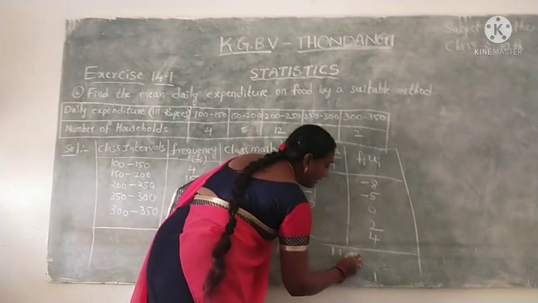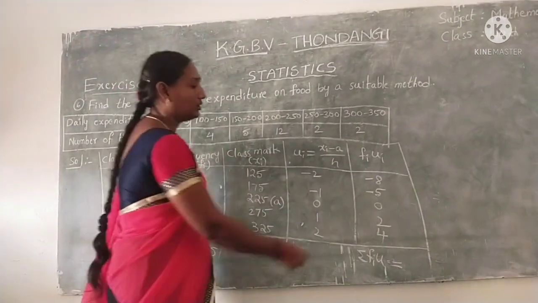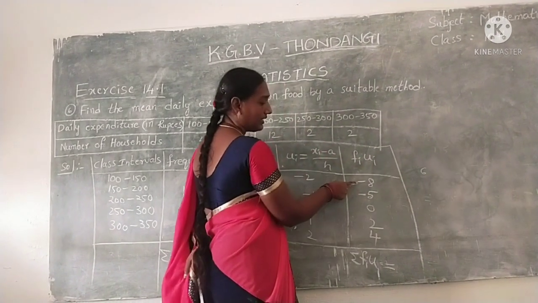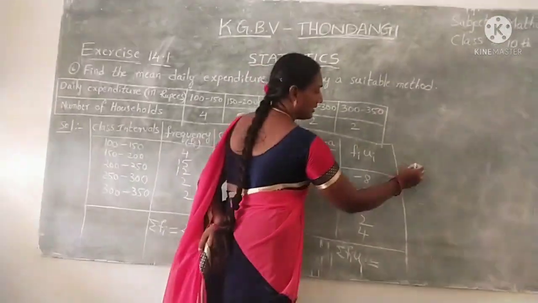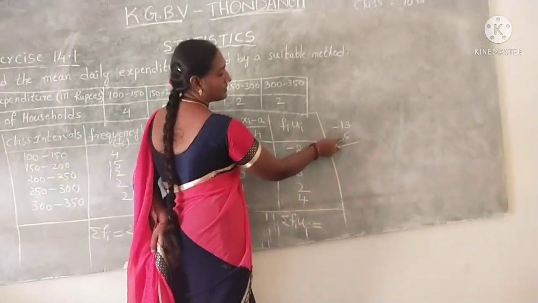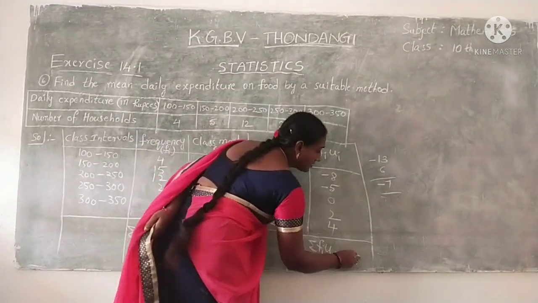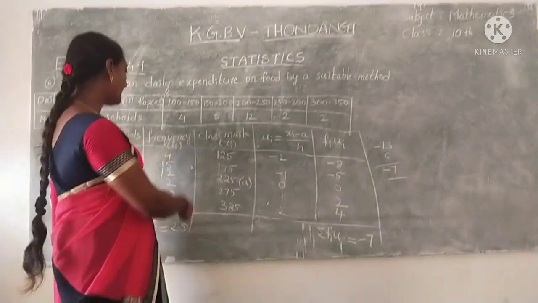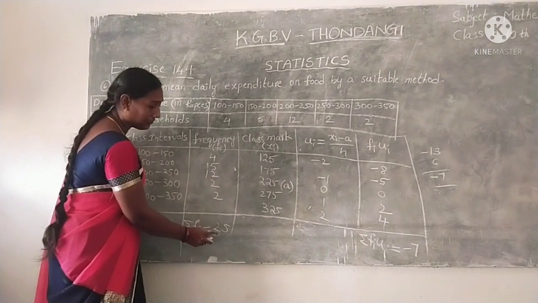Here sigma fi ui is equal to 4 plus 2. 4 plus 2 means 6. And these are two negative values, minus 8, minus 5. Minus 8, minus 5 means that is equal to minus 13. So adding 6 and minus 13, we get minus 7. So what is the value of sigma fi ui? Minus 7. And here sigma fi, the total of these numbers, is 25.